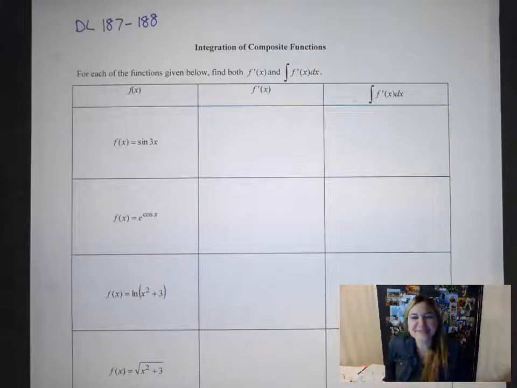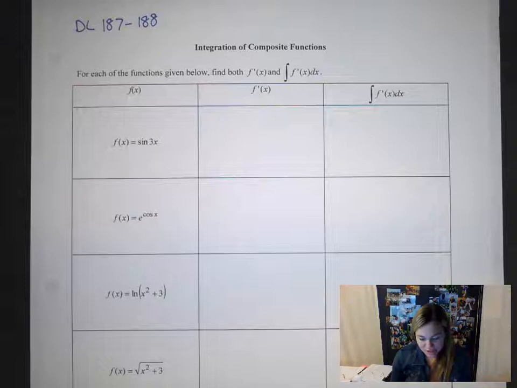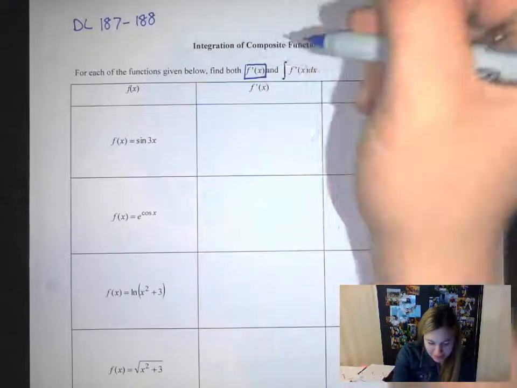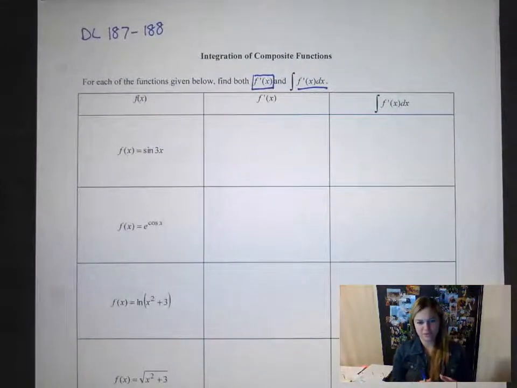Hello, let's do some more calculus. So we are on daily lessons 187 and 188. It says for each of these functions given below, find both f prime of x and the integral of f prime of x. So we're kind of going to f prime and then going back to f of x, and we're going to see what happens here.